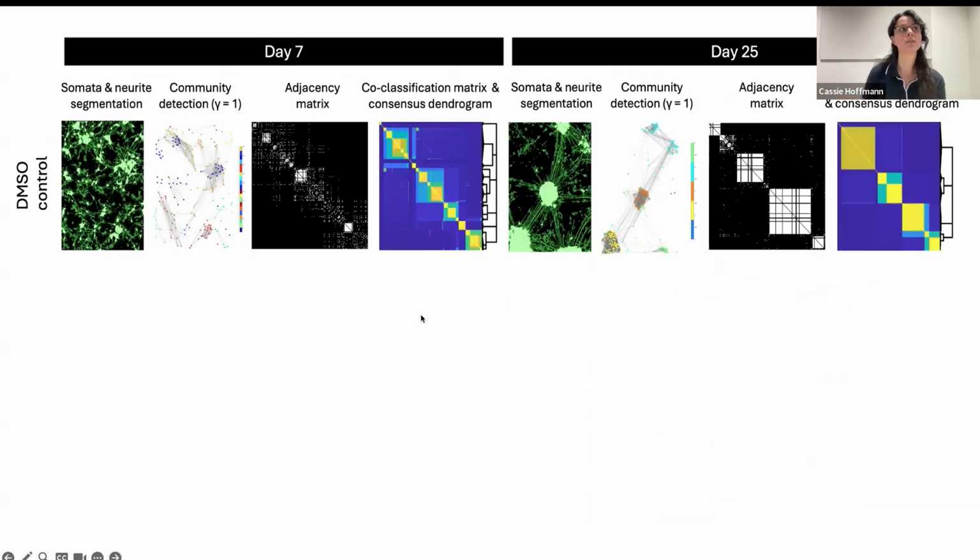So what we found in the network analysis is that really distinct patterns actually emerged across the groups. I've just got 2 time points here, day 7 and day 25, and within each time point, I've got the somata neurite segmentation, the overall community network structure, which I'll talk about in a sec, the adjacency matrix, and the co-classification matrix, which relates to the community structure.